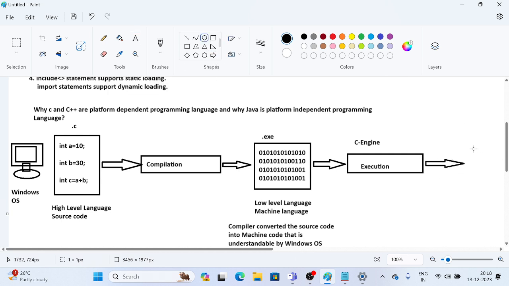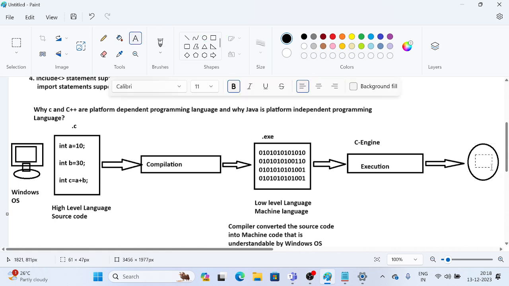Here we get the output. So what is the output going to be? Our pseudo code says that we have passed two numbers and we want the sum of these two numbers, meaning 30 plus 10 equals 40. This is what gets displayed in the system.